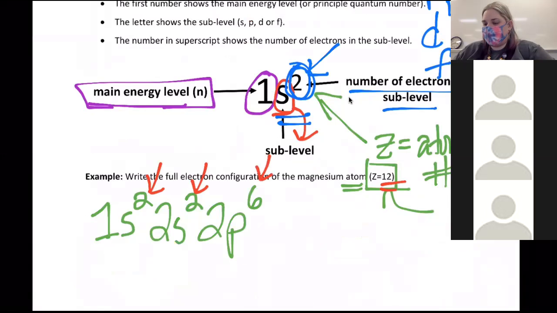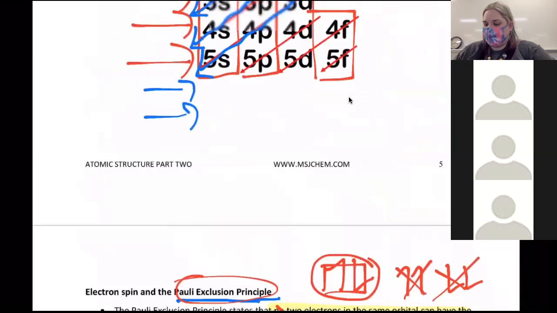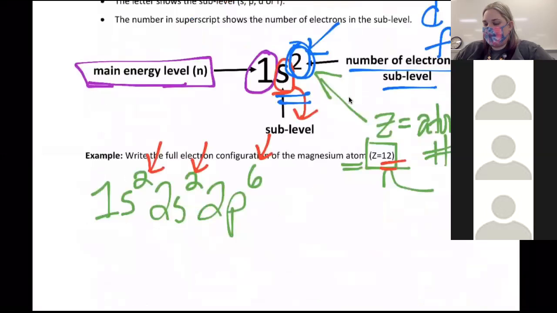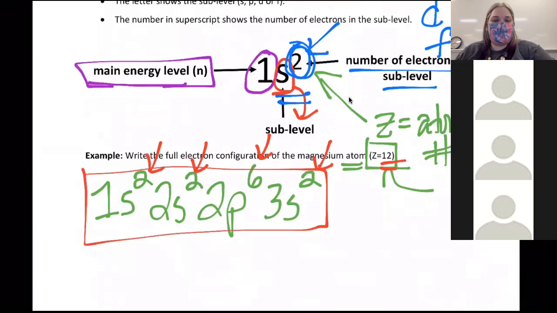After 2p, if I keep following this diagonal, comes 3s. So I'm back to the s sublevel, which means the maximum that one can hold is 2. Thank you, Abby. Now if I add those up, am I at 12, do I need to keep going, or do I have too many? It should add up exactly to 12. I have 2 plus 2 plus 2 plus 6 plus 2, that's 12. So I'm done. That's my full electron configuration for magnesium.